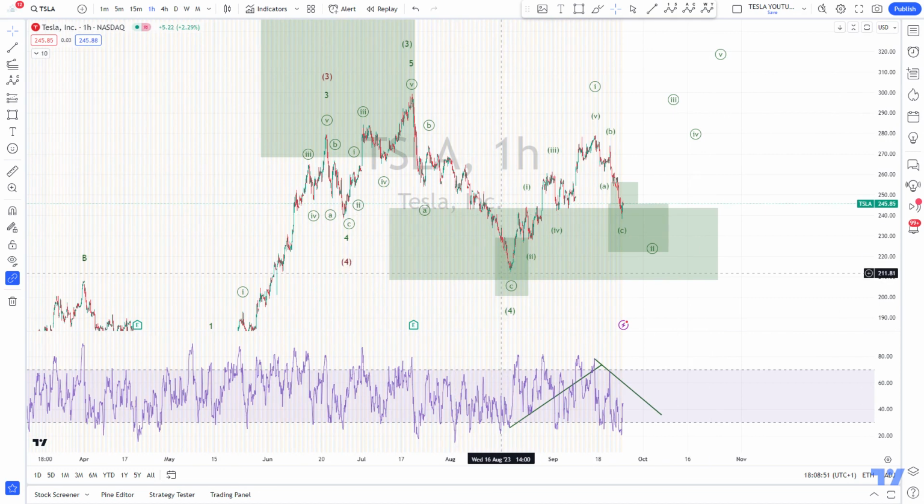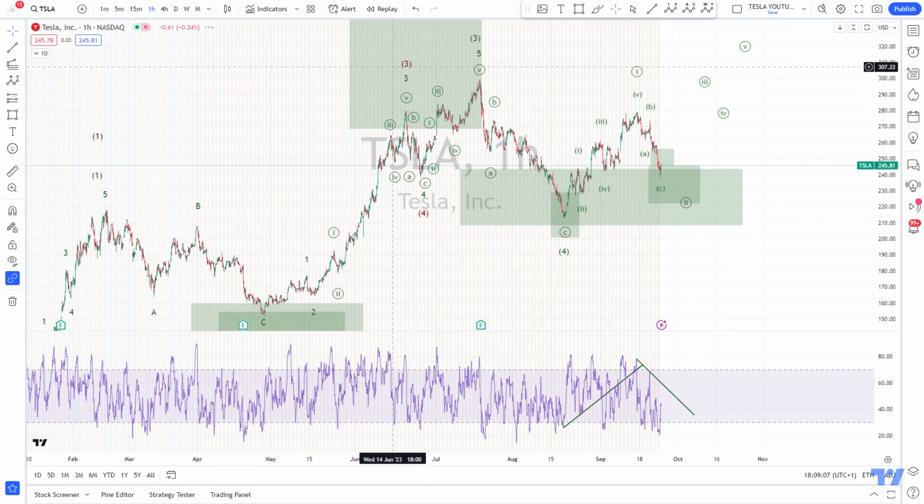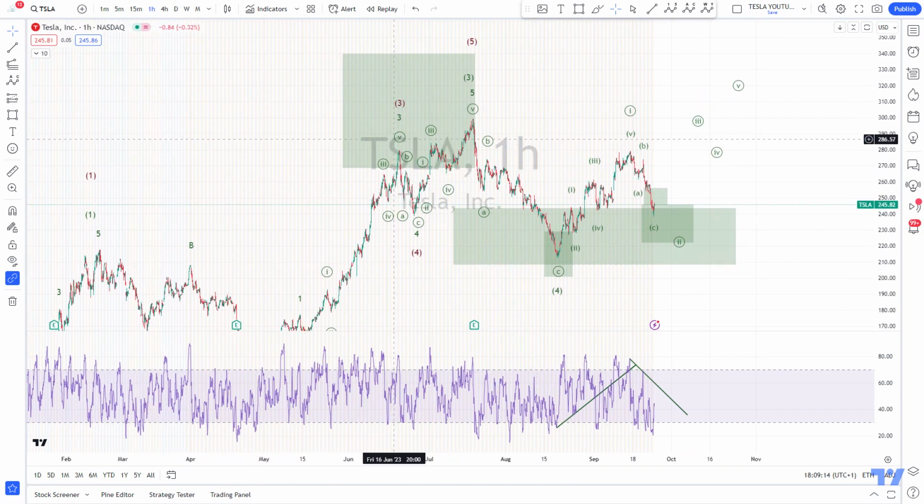This is a crucial level. As soon as we start to take out this low here, then the chance is quite high that we are in another scenario, and then we have to shift our focus to the secondary scenario. But for now, I would not really consider this. Let's just see what we are doing from here, and I will provide an update in some days.